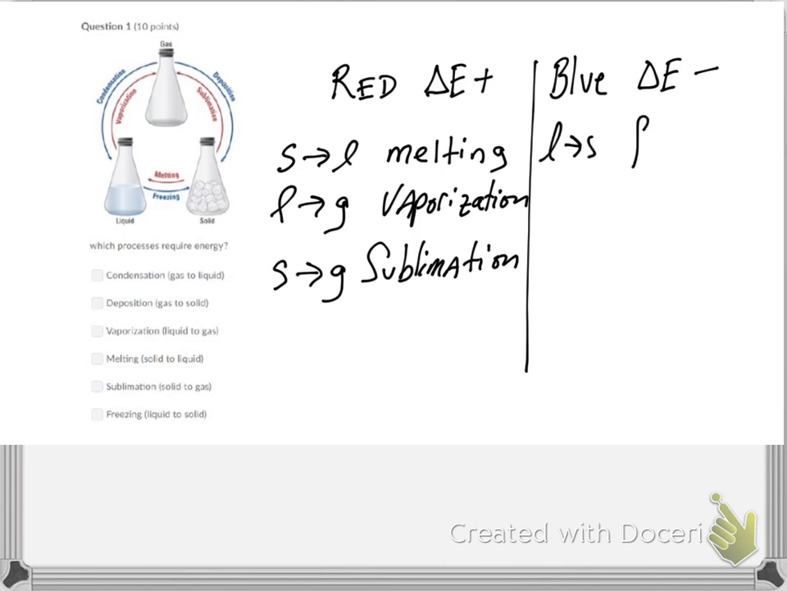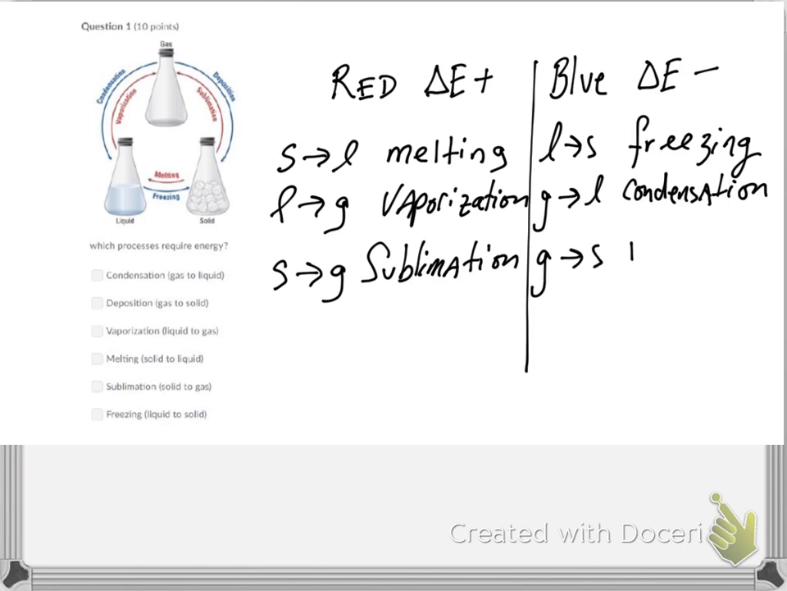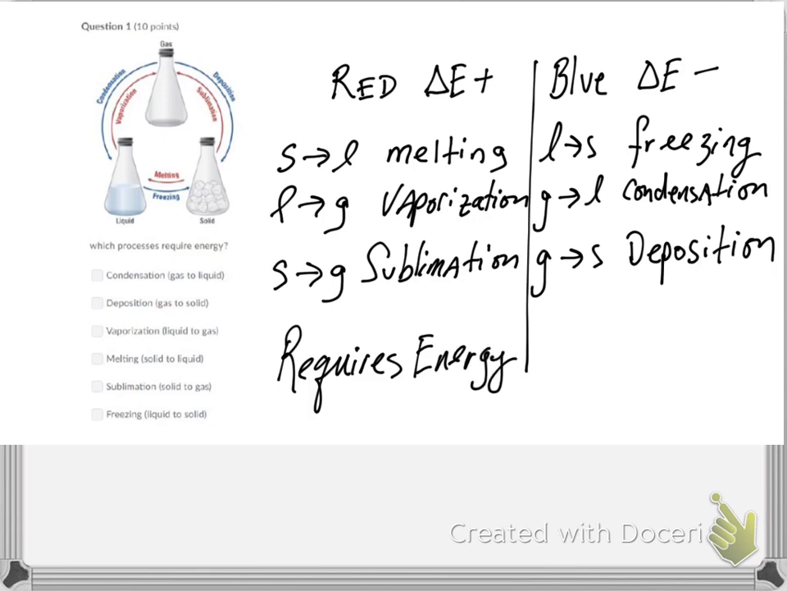In blue, we have the reverse phase transitions. Instead of solid to liquid for melting, we have liquid to solid, which is called freezing. This releases energy. We have gas to liquid, which is condensation. This also releases energy, delta E negative. And then gas to solid, the opposite of sublimation, is called deposition. So delta E positive requires energy, and the release of energy is the blue, where delta E is negative.